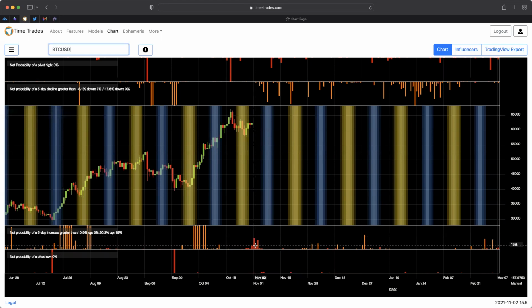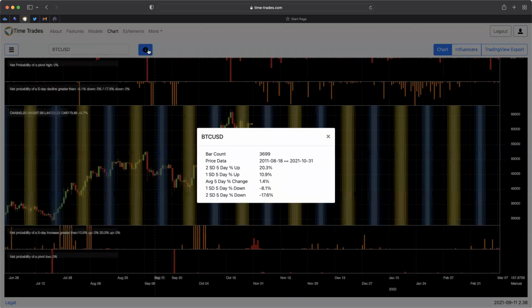Whenever we see these red bars in this lane, that means it's the probability of a 2 standard deviation up day, not just a 1 standard deviation up day. To see what that means, you can click on the information button here, and a 2 standard deviation up day is measured over the past 5 days from close to close. And 2 standard deviations is plus 20%, okay?